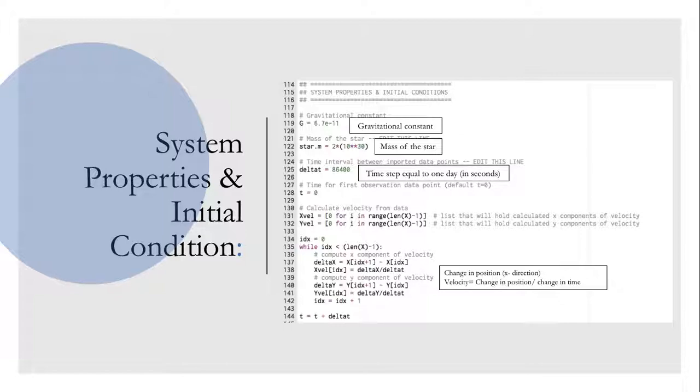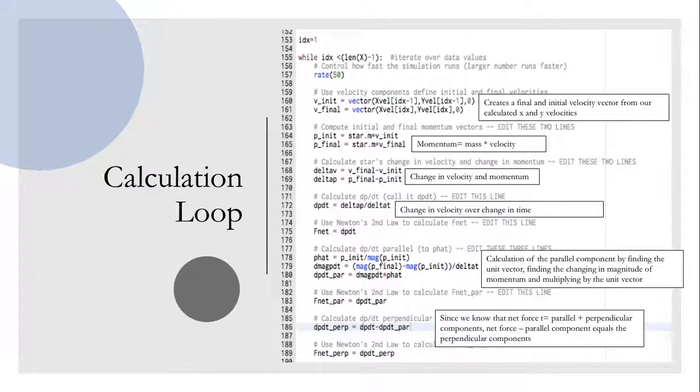First, we identify the gravitational constant G and set the mass of the star equal to 2 times 10 to the 30th kilograms. We set delta t equal to 1 day in seconds and set the first observation point as 0 seconds. We then started a while loop where we were able to calculate velocity by examining the change of position in the x and y direction. We then set up a calculation while loop. In this loop, we started by creating a final and initial velocity vector from our calculated x and y velocities in the last while loop.